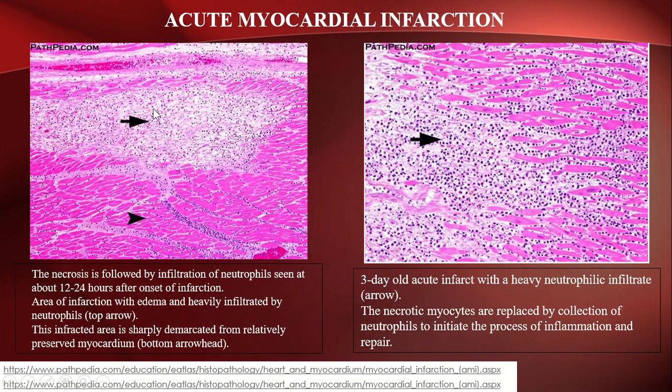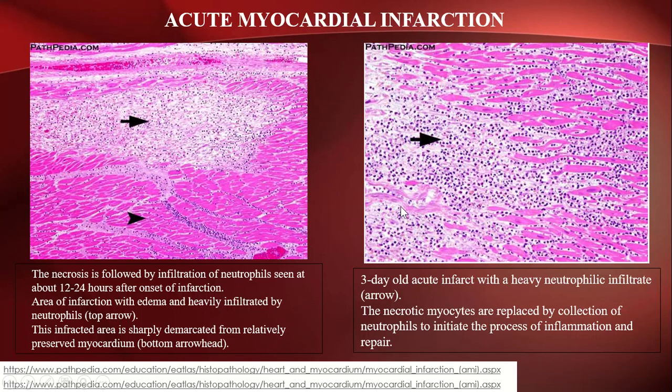And the histology of acute myocardial infarction. Here you see the necrotic area with the appearance of neutrophils. The neutrophils are seen at about 11-24 hours after onset of infarction. The infarct area is edematous and heavily infiltrated with neutrophils, but here you see the intact, undamaged myocardium. There is a sharp demarcation between the necrotic area and the normal area.